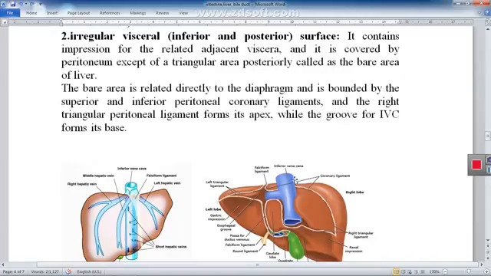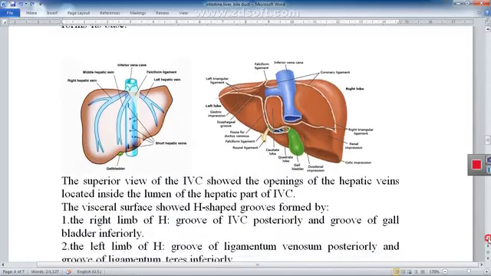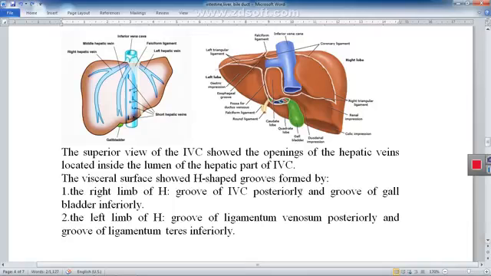You can see that the inferior vena cava is lodged in a groove on the back of the liver at the base of the triangular bare area. If you open the inferior vena cava, you will find that from inside it shows many openings, which are the openings of the hepatic veins. These hepatic veins open directly from the liver into the inferior vena cava. They don't have an extrahepatic course.